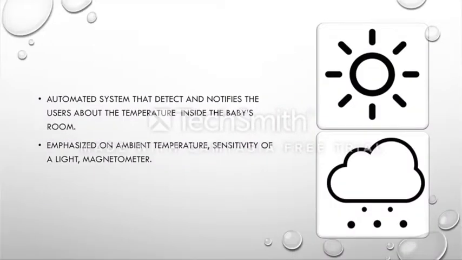So the first question on your mind would be, what does the system do? This system detects and notifies users, mainly parents or whoever is taking care of the baby, about the temperature inside the baby's room and the sensitivity of light, and there are certain sensors that will detect the movement of a baby and notify the user or the parent.